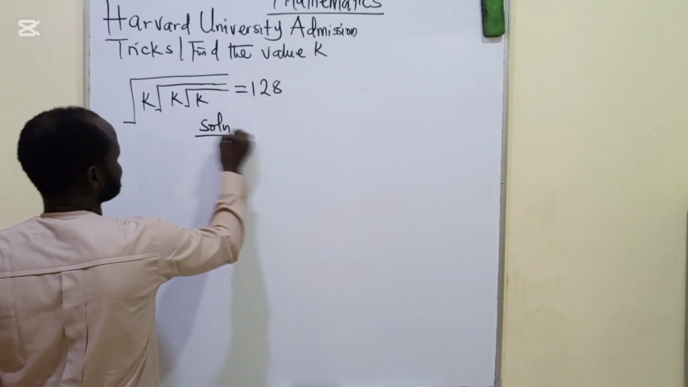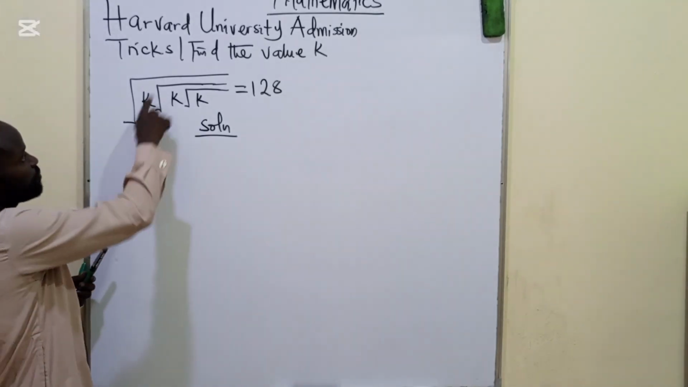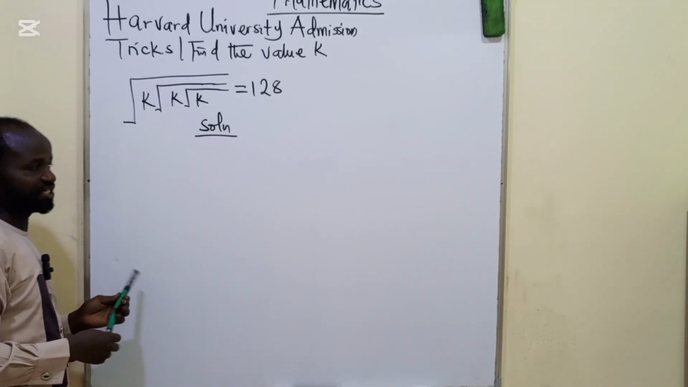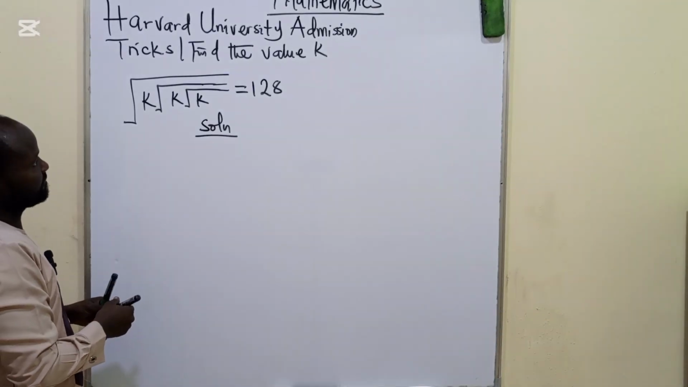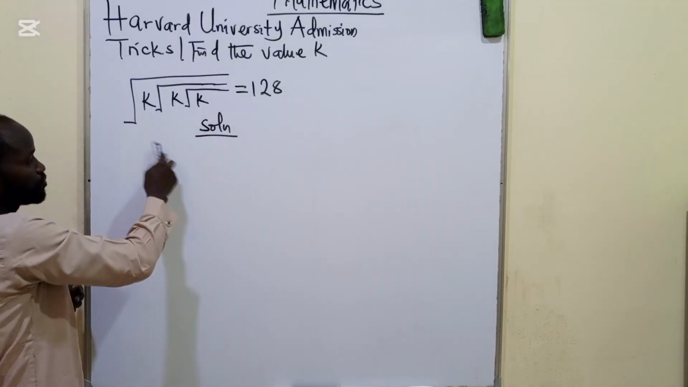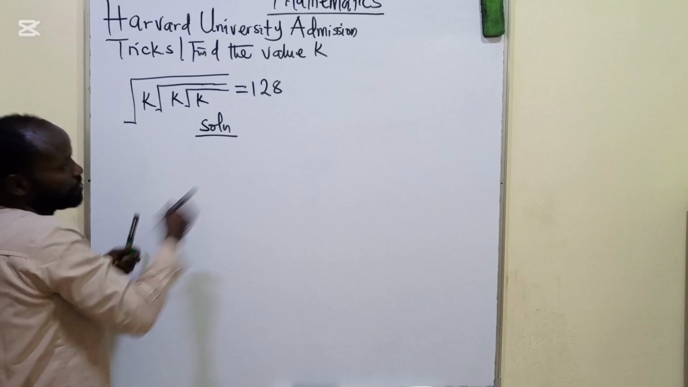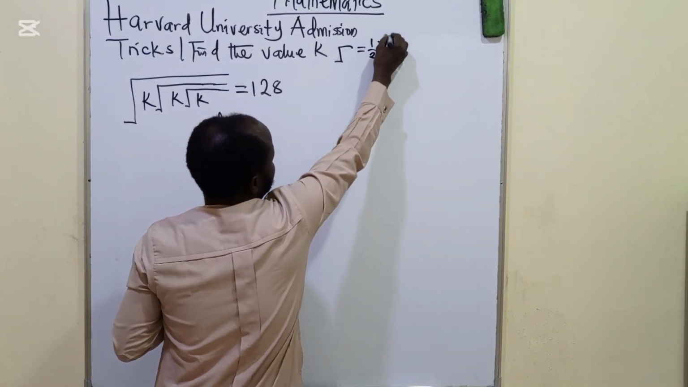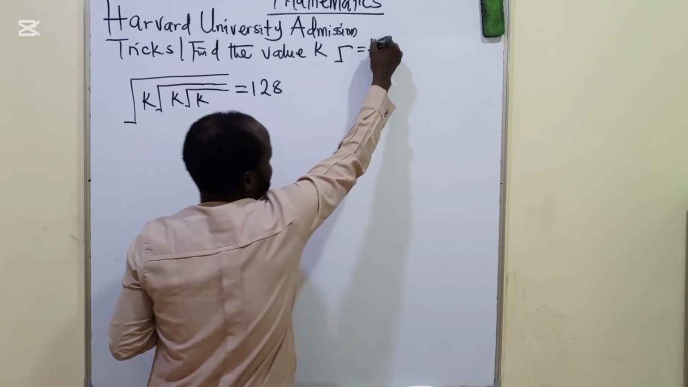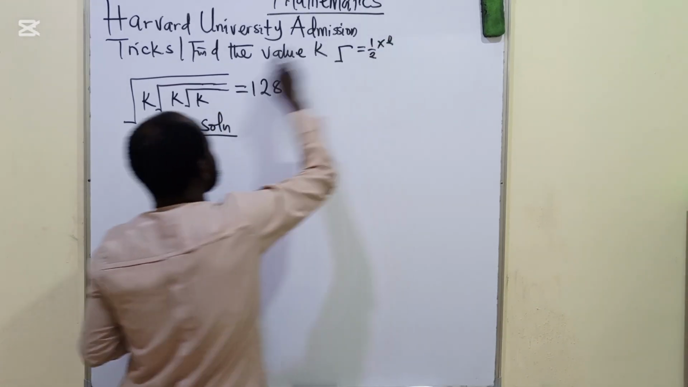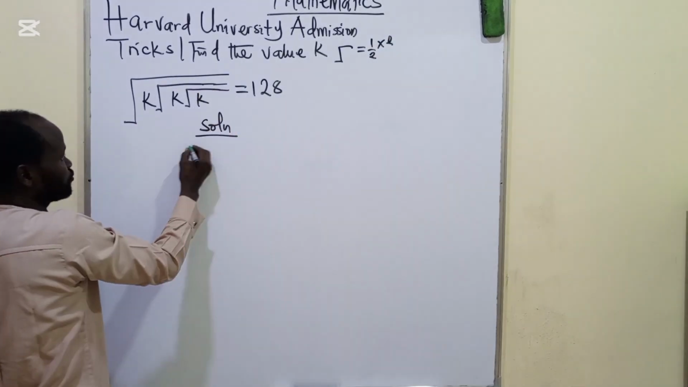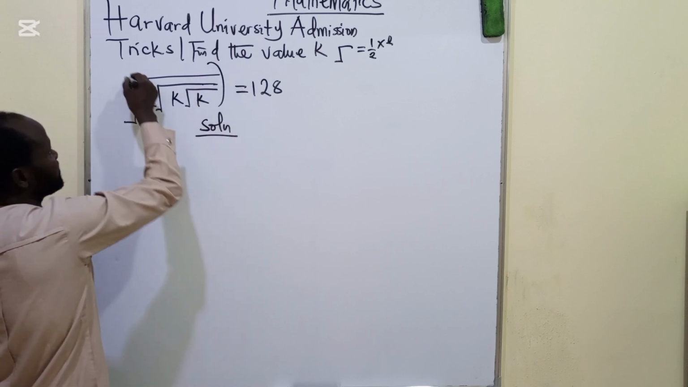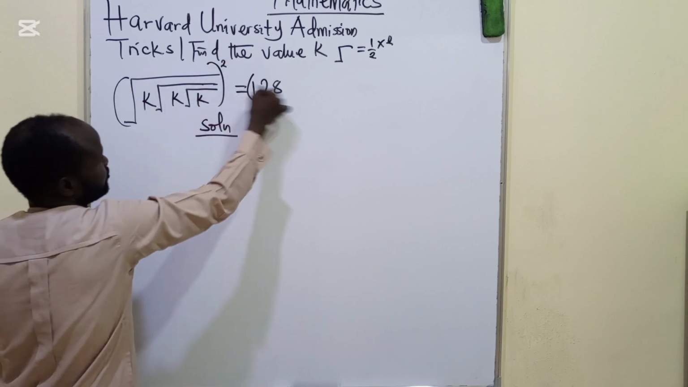That's the first thing to do. We have square root of k, square root of k, square root of k equals 128. The first thing, to remove this first square root, we square both sides, because square root is the same thing as a half. And to remove this half, we take the reciprocal of 1 over 2, which is 2. So, first thing to do, we square both sides. Let's square both sides and see what we'll have.